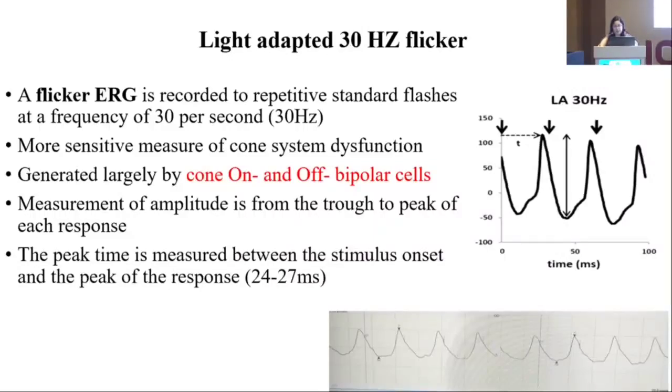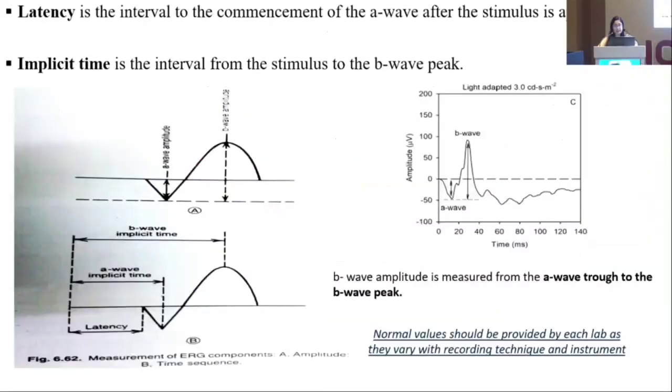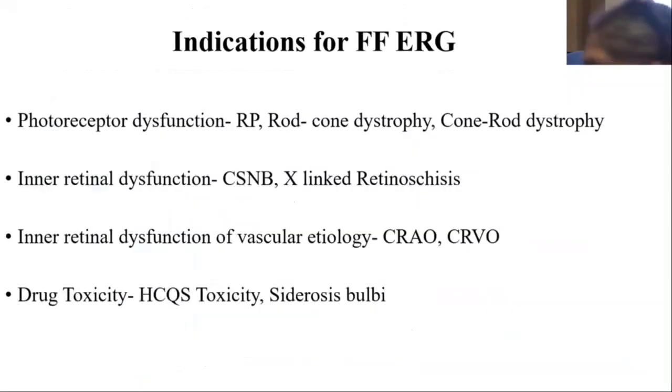Amplitude is from trough to peak of each response, and peak time is around 24 to 27 milliseconds. Latency is the interval to the commencement of A wave after the stimulus is applied, and implicit time is the interval from the stimulus to the peak. B wave amplitude is measured from the A wave trough to the B wave peak.